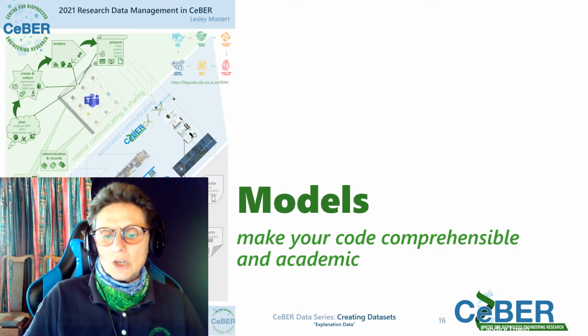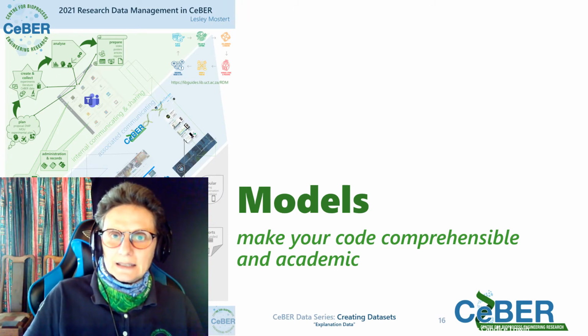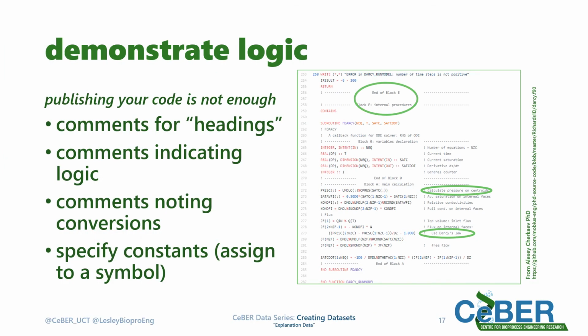Models, or simulations. Make your code comprehensible and academic. We're not hackers, we're academics. So demonstrate your logic. Give yourself headings. Make comments that show how you're moving from one thing to the next. Especially note conversions from one type of unit to another, and specify your constants. Assign a symbol to it and put the constant in there separately, so it's not just a number that looks as if you pulled it out of a hat. Always be showing exactly what you've done and why you've done it, so that the person who comes after you can follow your code.